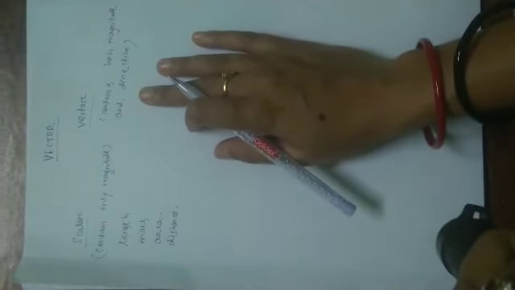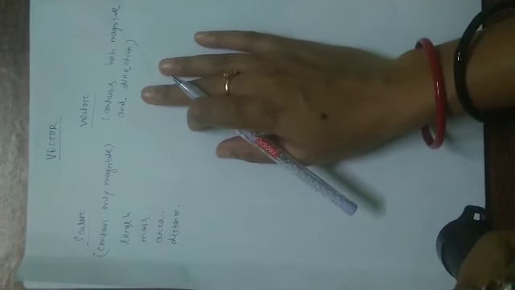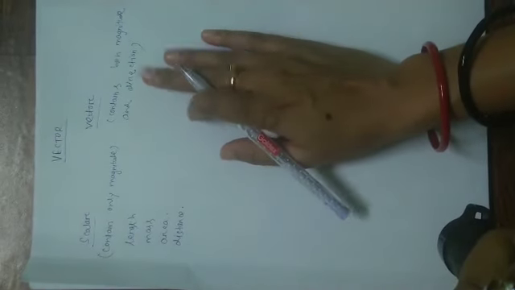Today we are going to discuss vector algebra. There are two types of quantities: one is scalar quantity and another is vector quantity. What is a scalar quantity? Scalar quantity means it contains only magnitude.